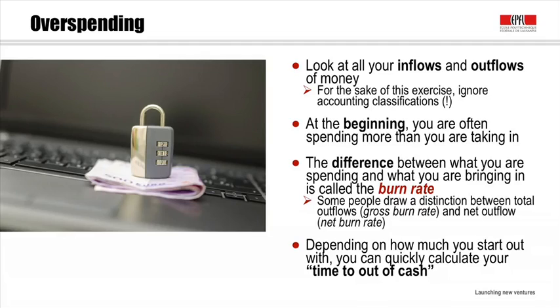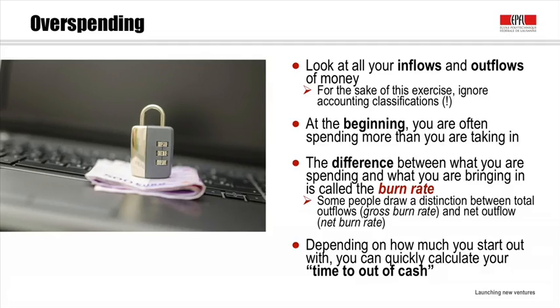Okay, so in the beginning, as we've already mentioned multiple times now, you're often spending more than you're taking in. And the difference between what you are spending and what you are bringing in, we call the burn rate. Some people also call it the net burn rate, to draw the distinction between that and just the total outflows, which can be called the gross burn rate. So if we just look at how much we're spending every month, on a monthly basis, we would call that the gross burn rate. And then if we are indeed bringing some money in, then we would subtract that from the amount that we're spending, and that would be the net burn rate.